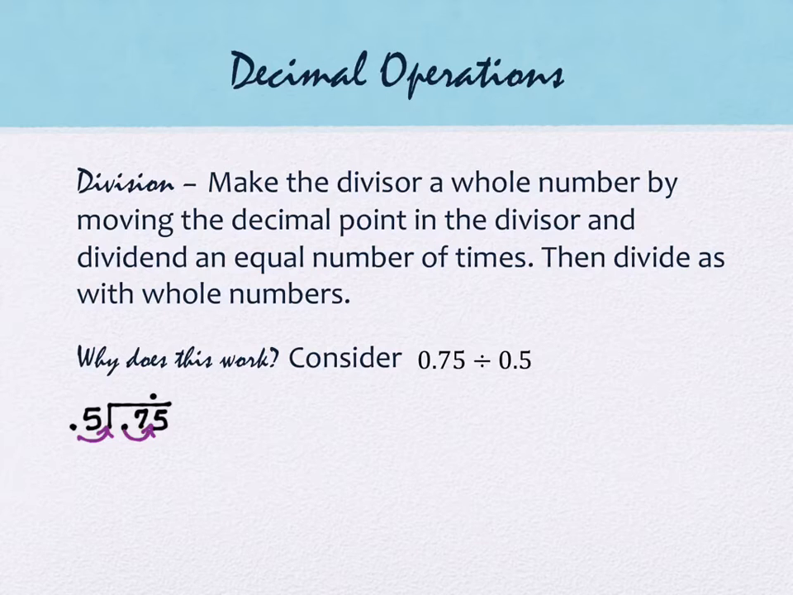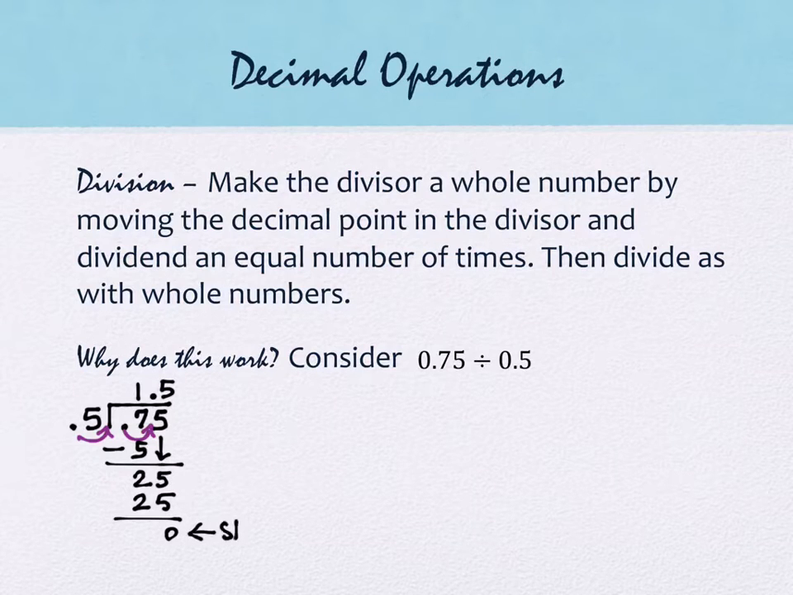So thinking about division now, how many times does 5 go into 7? 1 time. So 1 times 5 is 5. 7 minus 5 is 2. And we bring our next 5 down. 5 goes into 25 5 times. 5 times 5 is 25. I get a remainder of 0, so I stop. And my answer is 1.5.